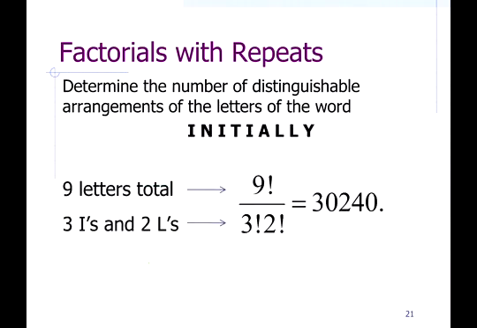What I mean by that is, we start off with the word initially. It has 9 letters. So if there were 9 different letters, there would be 9 factorial ways to arrange them. But there's some repeats. There's 3 I's. So we divide by a 3 factorial, because that's how many ways you could arrange the 3 I's. And we have 2 L's. So we divide by a 2 factorial. And that's basically it. If there are repeats, you divide by each repeated value factorial.